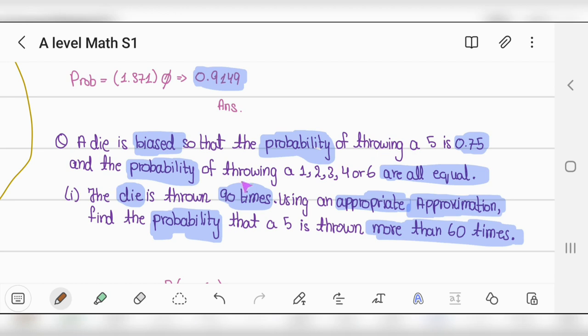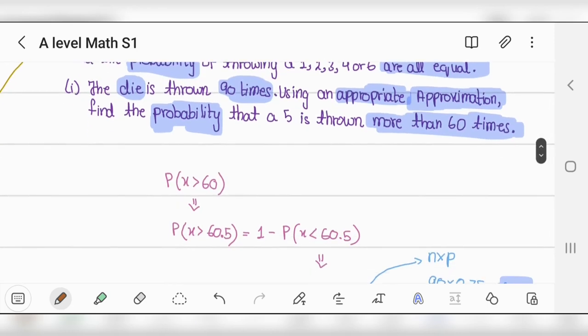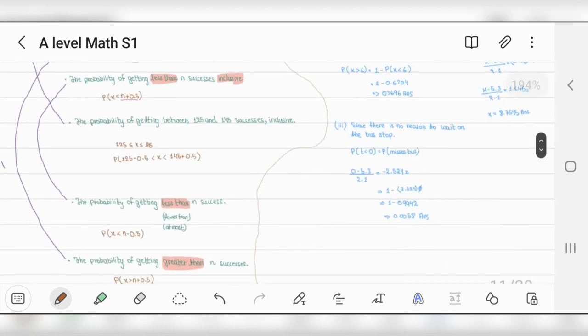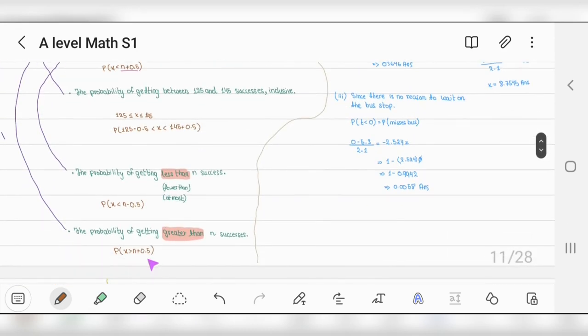So you have n. First of all, you're going to find the mean, so 90 multiplied by 0.75, you get the mean, and then you get the standard deviation as well. It says it is thrown more than 60 times. So first you get the probability of throwing less than 60 times: 60 minus mean upon standard deviation gives the z-score, then 1 minus that, and you get the probability. But since it is an approximation and it is thrown more than 60 times, it's going to be plus 0.5, because it's getting greater than.